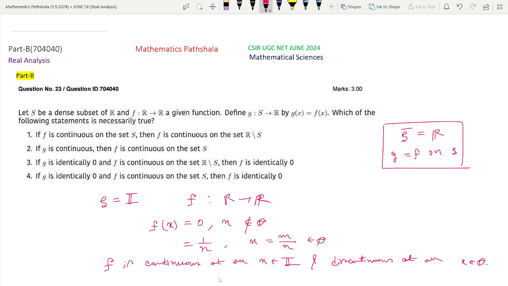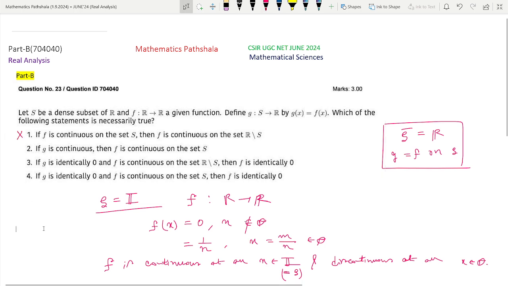Now see option 1. This S equals the set of all irrationals, and clearly F is continuous at all x belongs to I, that is S. So the given hypothesis is satisfied, and then it says that F is continuous on the set R minus S. Here R minus S equals Q, and F is not continuous on R minus S. So option 1 is not the correct option.